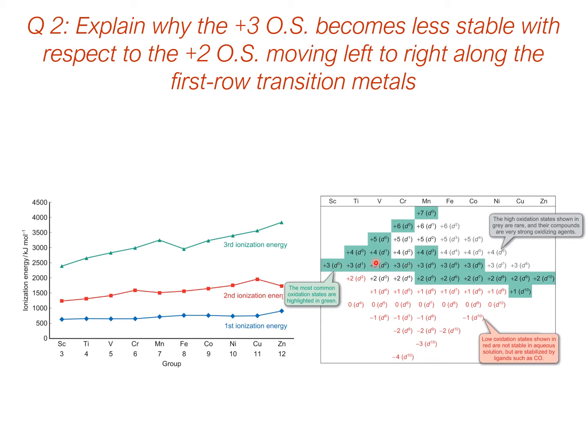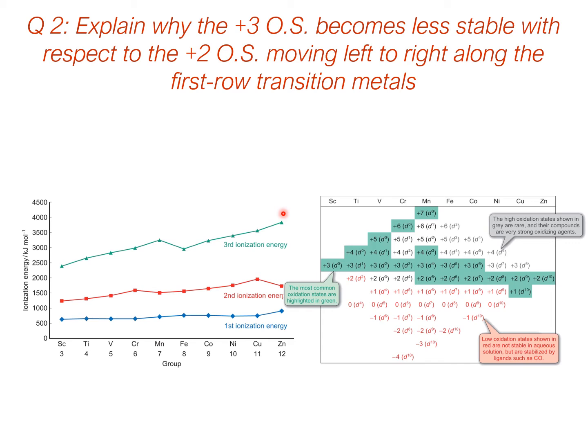And you'll see at the beginning, scandium to chromium, +3 is more stable. Then we've got this manganese, iron, cobalt region where +3 and +2 oxidation states are both equally common. And then towards the end of the periodic table, nickel, copper, zinc, +2 is the stable oxidation state. +3 is actually quite unstable, and these compounds will be really strong oxidizing agents because of it.